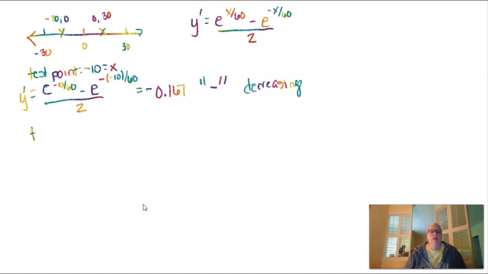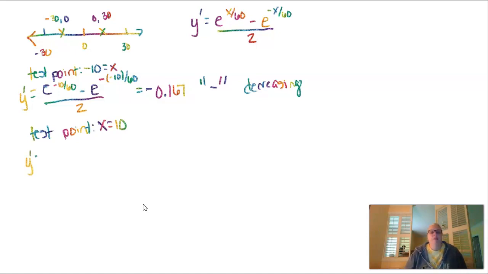Alright, now we're going to get a test point on the other side of our critical point there. So something else on the other side of 0 back here. I'm going to choose positive 10, but really you can choose whatever you want as long as it's bigger than 0 and smaller than 30. And I'm going to plug it into the first derivative over here.